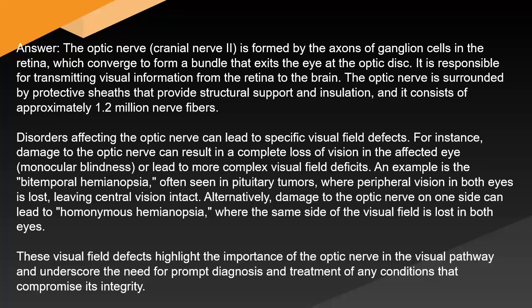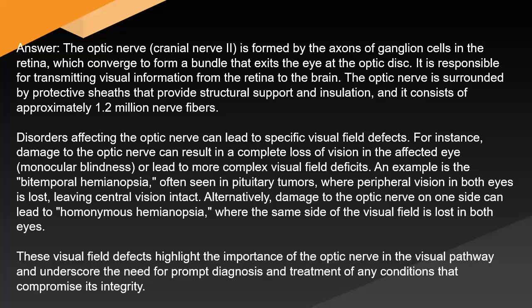The optic nerve is surrounded by protective sheaths that provide structural support and insulation, and it consists of approximately 1.2 million nerve fibers. Disorders affecting the optic nerve can lead to specific visual field defects. For instance, damage to the optic nerve can result in a complete loss of vision in the affected eye, monocular blindness, or lead to more complex visual field deficits.